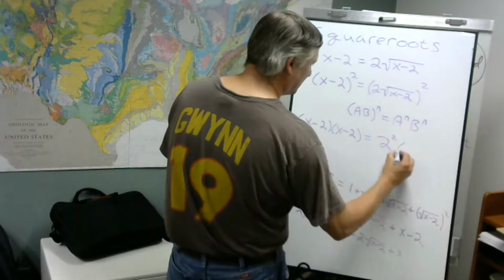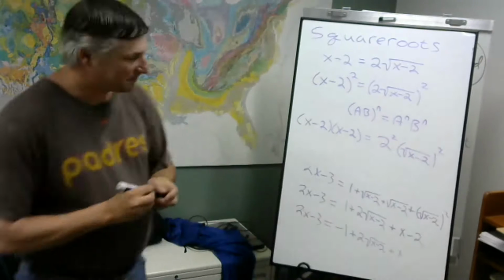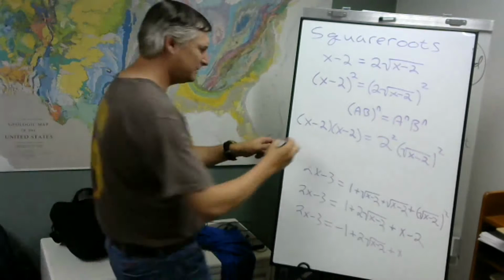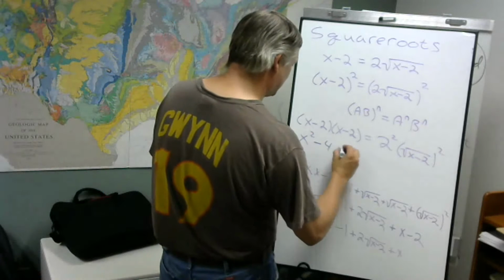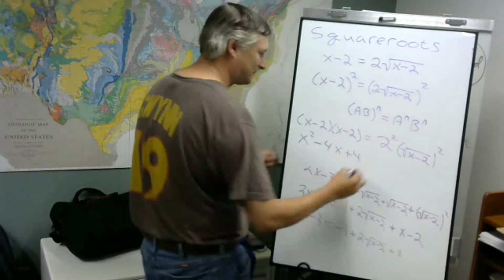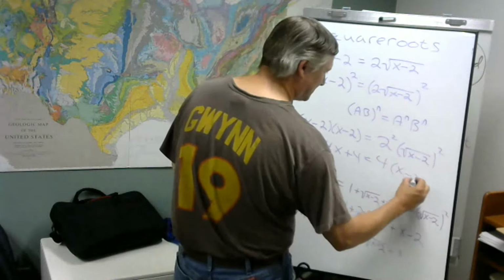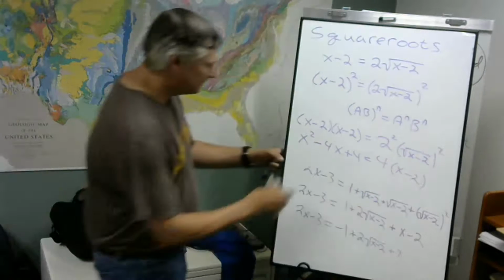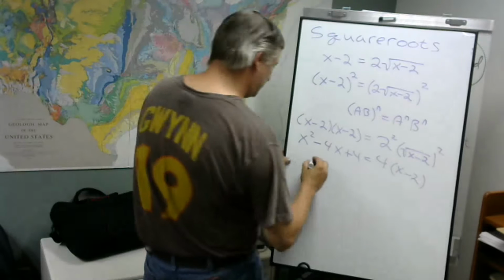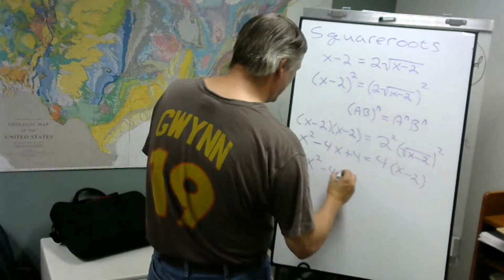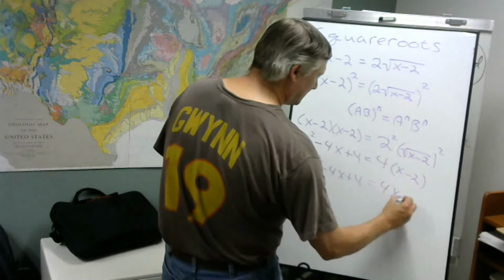we'll get 2 squared, square root x minus 2 squared. FOILing these, we'll get x squared minus 4x plus 4. This will be 4 times square and square root cancel, x minus 2. Or x squared minus 4x plus 4. Distribute this, we'll get 4x minus 8.